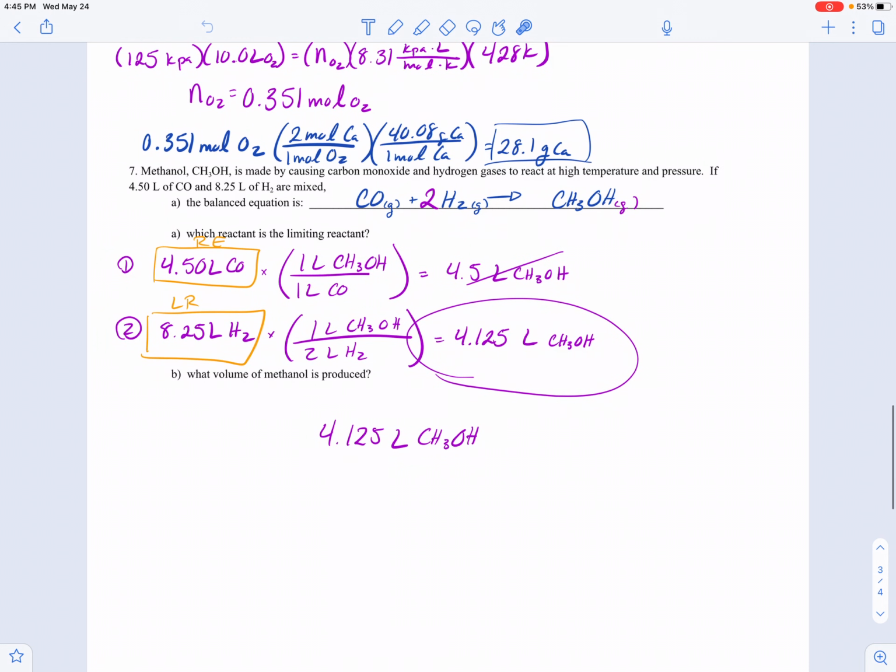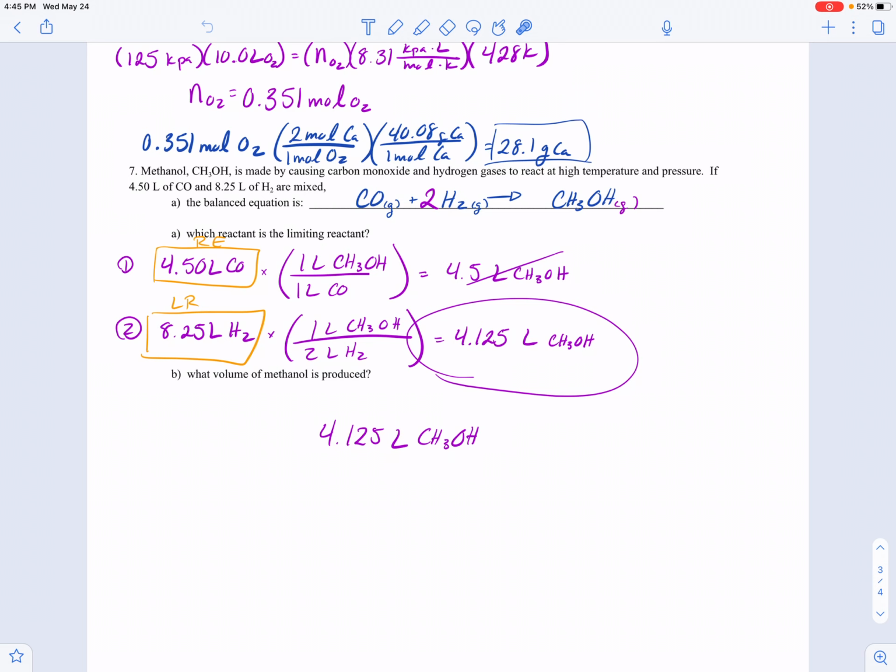All right, the last question is a gas limiting reactants problem. And in this particular case, you're going to use your mole to mole ratio as a liter to liter ratio. So it says that you are at a high temperature and pressure, but it doesn't tell you what the temperature and pressure are. But if you look at the top of your mole map, if your temperature and pressure are not changing, your mole to mole ratio can also be a liter to liter ratio.